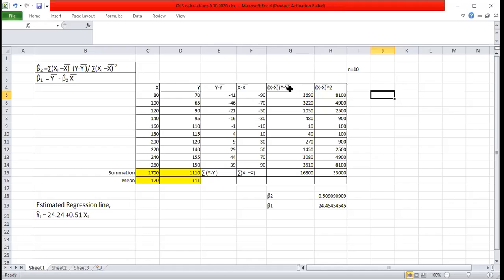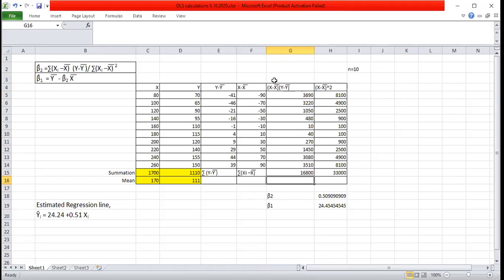So the next column is xi minus x bar multiplied by yi minus y bar. That means you multiply these two columns. You multiply minus 41 with minus 90, minus 46 with minus 70, minus 21 with minus 50, and so on. So you multiply the third column by the fourth column, and you end up with xi minus x bar, yi minus y bar. That product column is this column.